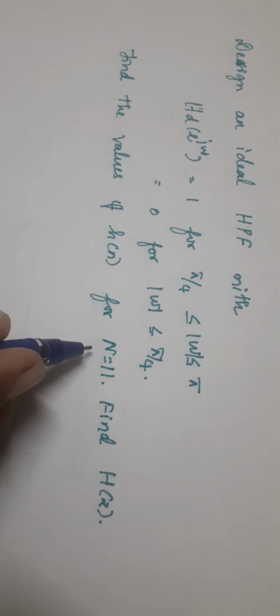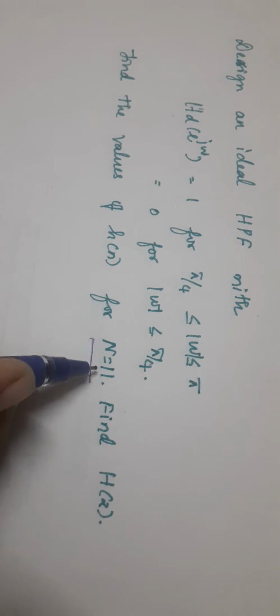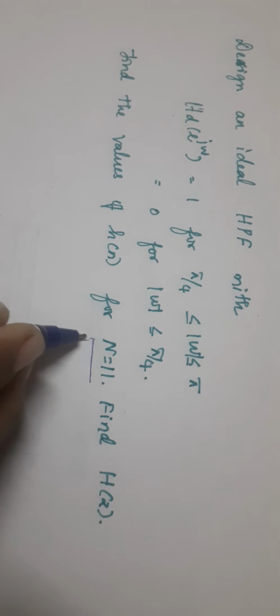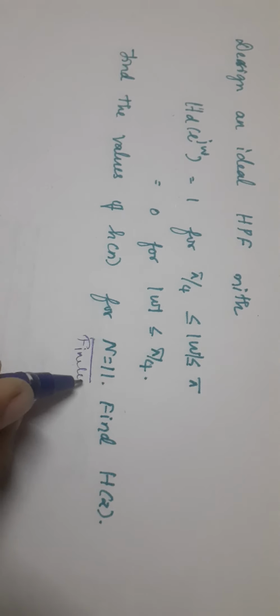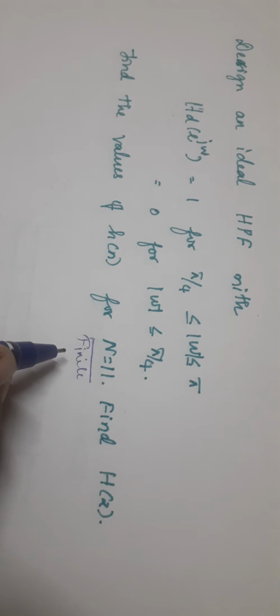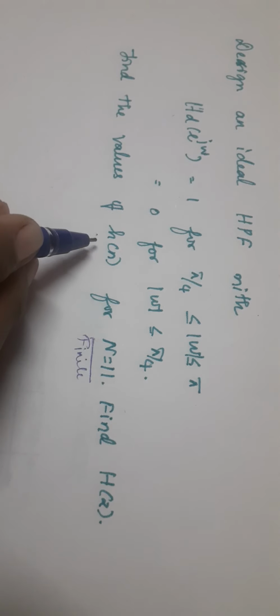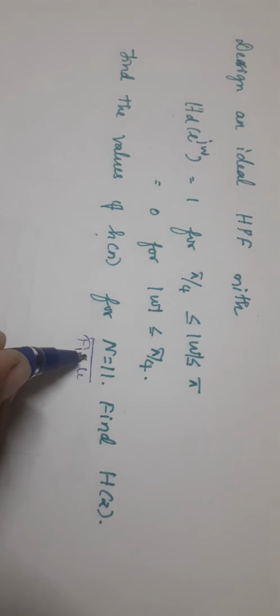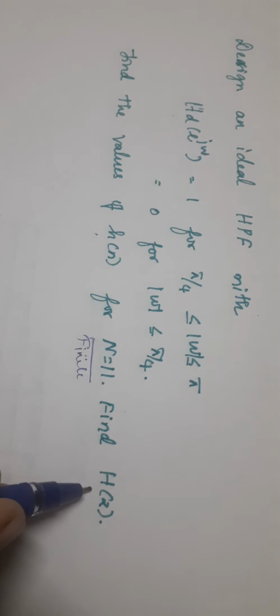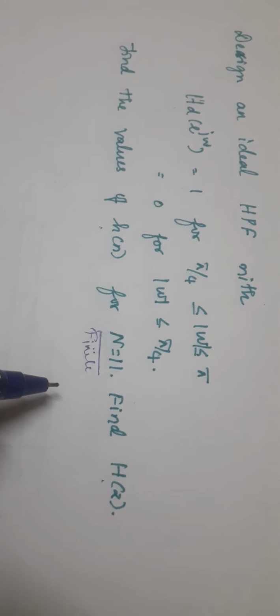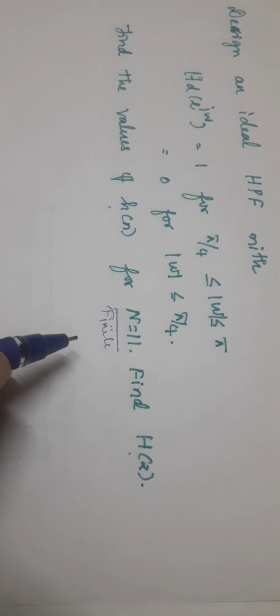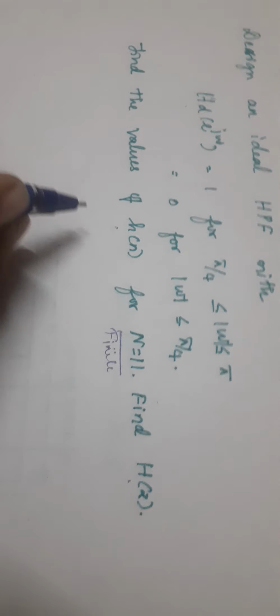If there is a value sequence given as n = 11 or something, they are defining it as finite. So we are going to find the values of h(n), the filter coefficients for the finite filter, and we also find H(z). First, we have to draw an ideal frequency response graph.